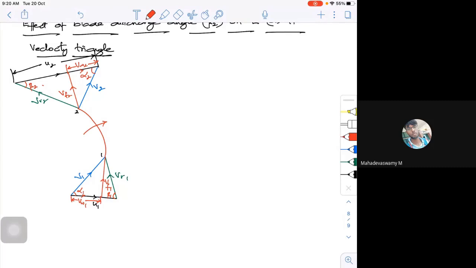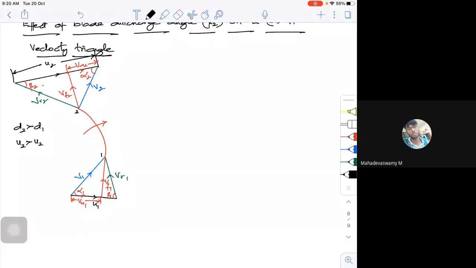Here, if you look at it closely, observe that your D2 is greater than your D1. Because of that, your exit peripheral velocity U2 is greater than U1. This we call A.